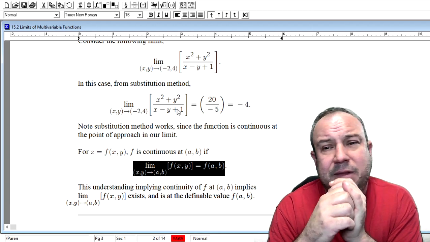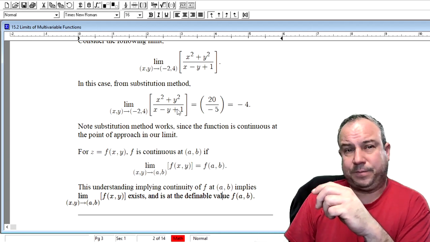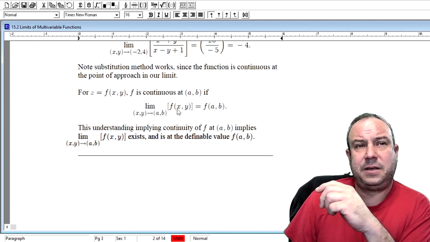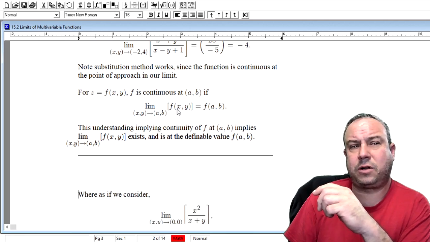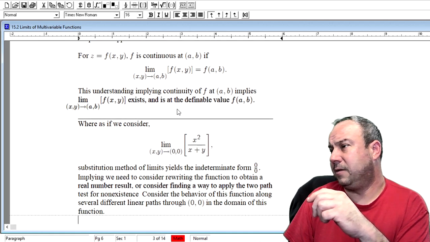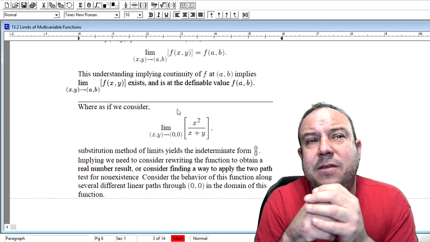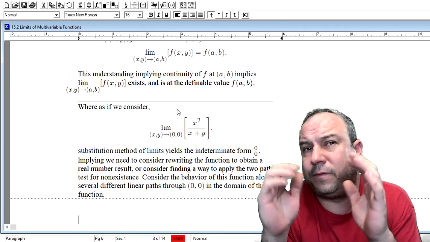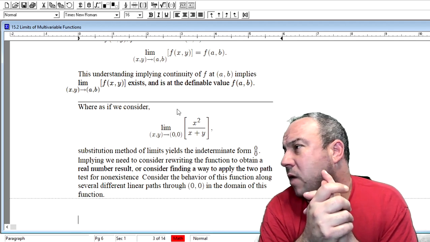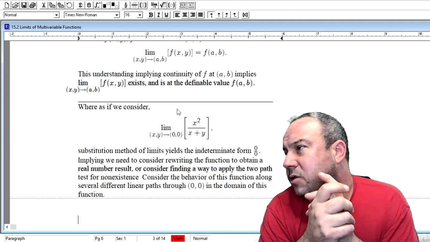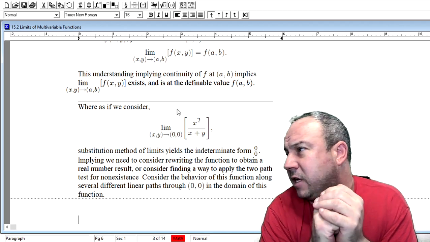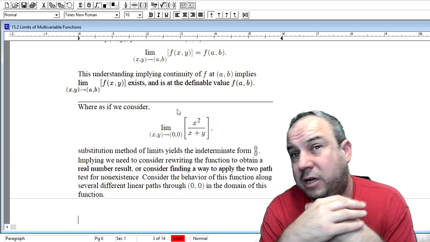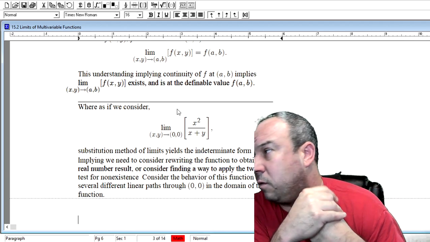Let's continue here and look at another example, a case where substitution doesn't work so conveniently. We might consider the limit as (x, y) approaches (0, 0), the origin, of x squared over x plus y. What you'll notice is if you substitute 0 into the numerator, you get 0. And if you substitute 0 into the denominator, you get 0 plus 0, which is 0 also. You obtain that indeterminate form 0 over 0.